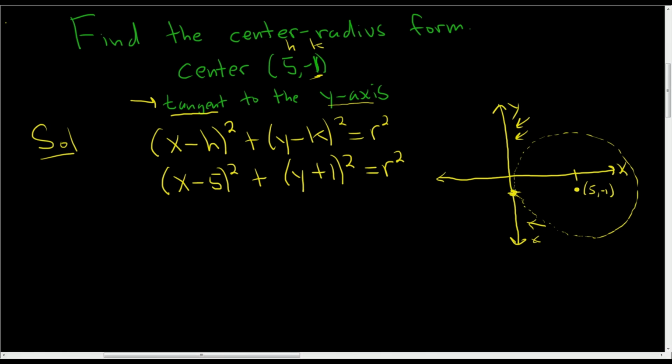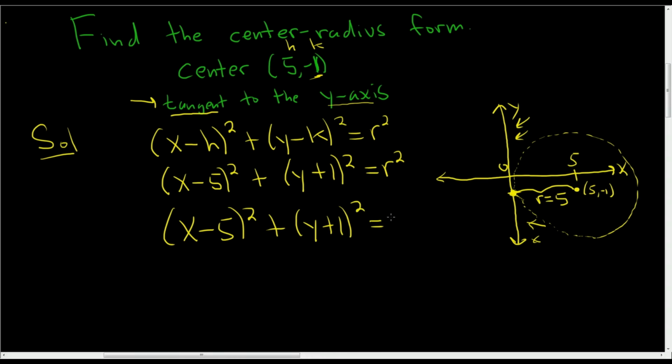So, oh, look, what did we find? We found the radius, right? R is equal to, well, if this is x equals 5, and this is x equals 0, then we found the radius, which is 5. Beautiful stuff. This is x minus 5 squared plus y plus 1 squared equals 5 squared, which is 25. And that's it. It was kind of fun.